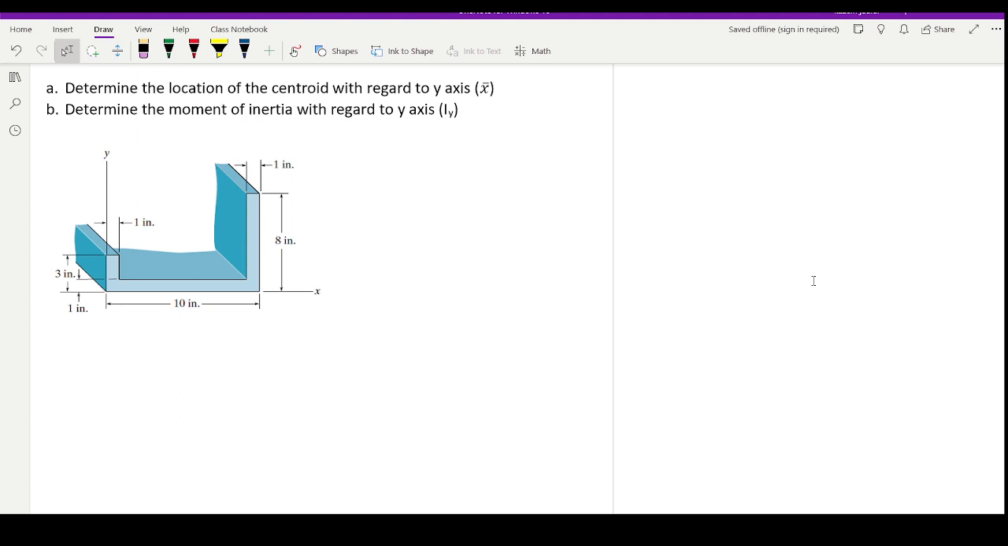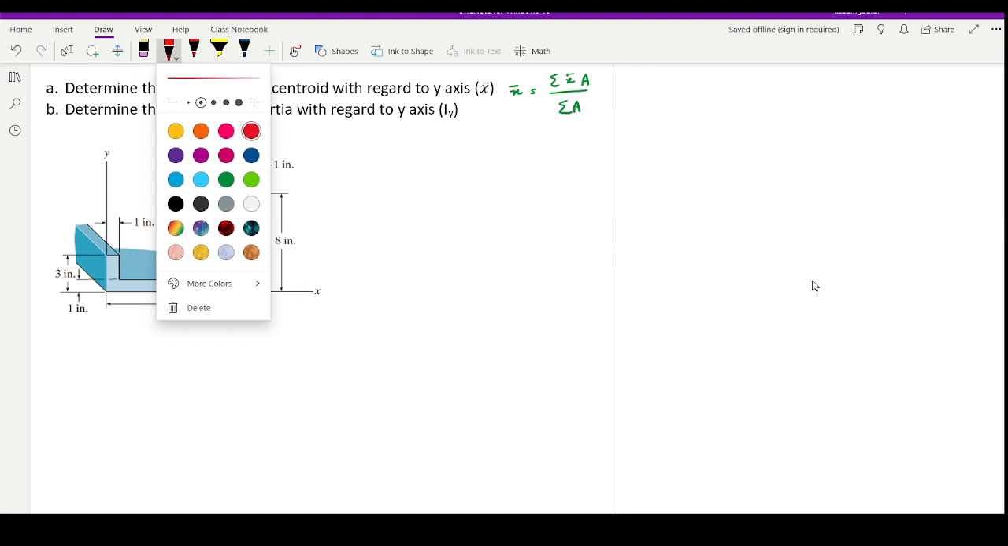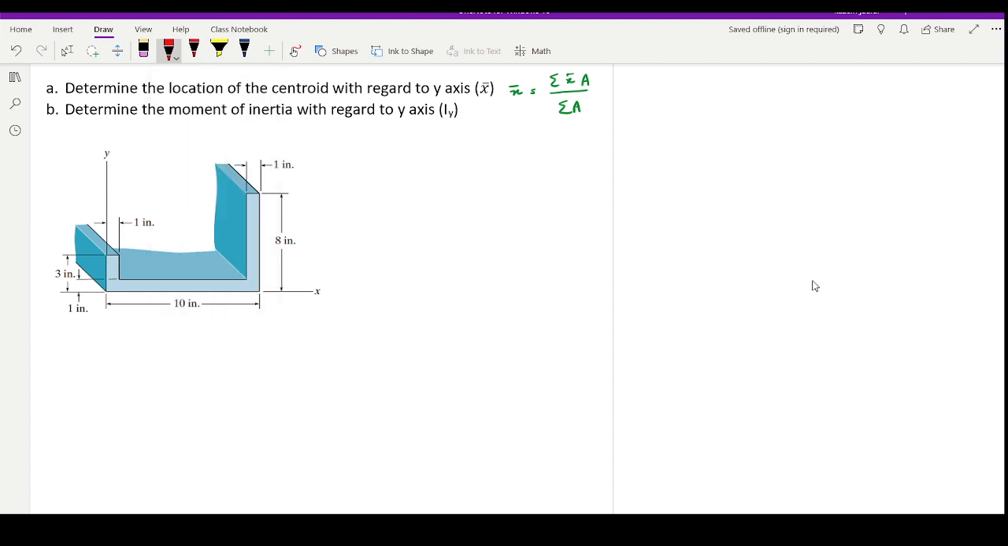The centroid with regard to the y-axis. The equation for x bar with regard to the y-axis is sigma x times a divided by sigma a. That means that I need to divide this figure into several shapes, and I'm going to divide it this way.